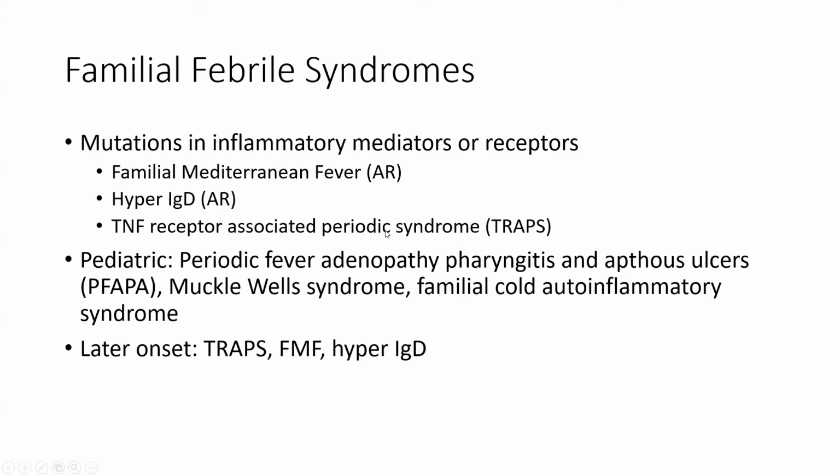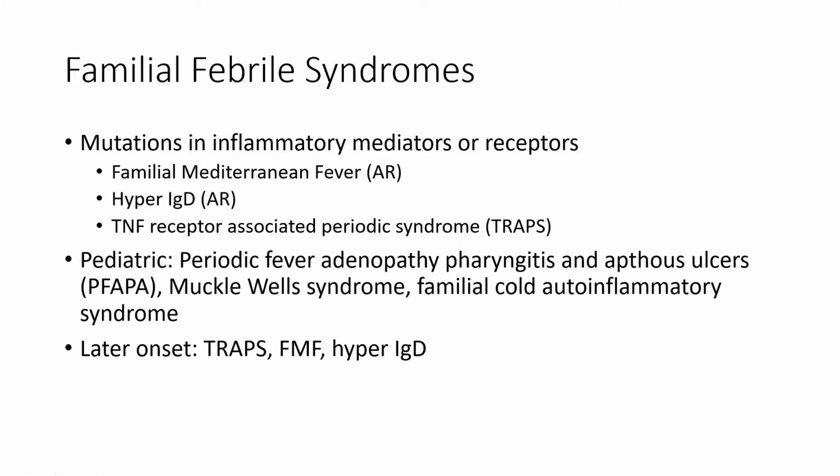When you look at familial febrile syndromes, they're usually caused by mutations in inflammatory mediators or receptors. These are just some examples. Familial Mediterranean fever, which is autosomal recessive, hyper IgD, which is autosomal recessive, and then TNF receptor associated periodic syndrome, commonly acronymed as TRAPS. An important point here is you can ask for a family history, but as you see, these are autosomal recessive, and so they can occur in patients with absence of family history sometimes.